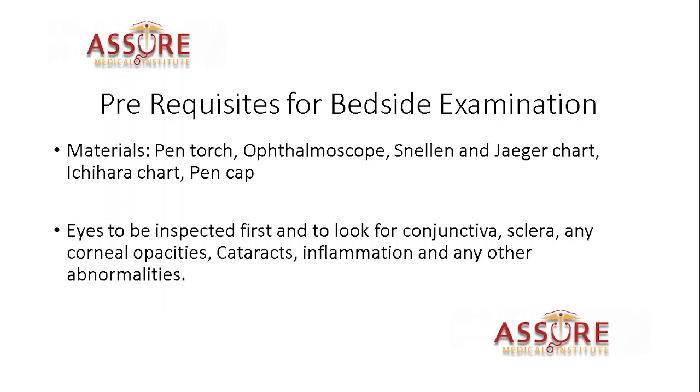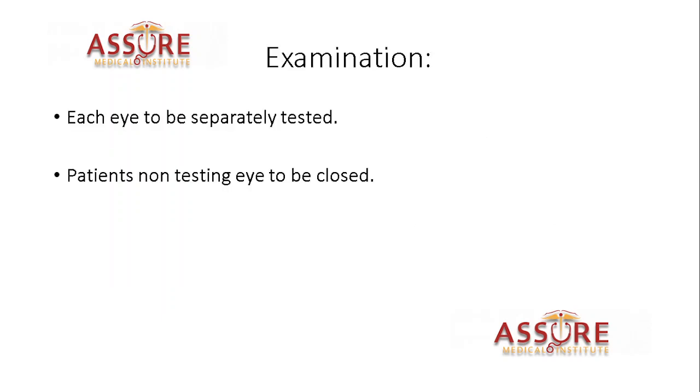What are the prerequisites for bedside optic nerve examination? We need a pen torch, an ophthalmoscope, Snellen's and Jaeger's charts, Ishihara's chart, and a pen cap for the confrontation method. The eyes are to be inspected first, looking at the conjunctiva, sclera, any corneal opacities, cataracts, inflammation, or any other abnormalities. Initial inspection of the eye has to be done, and only then should we move on to optic nerve examination.